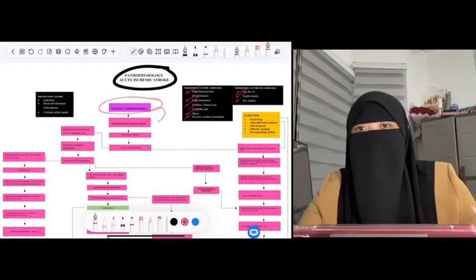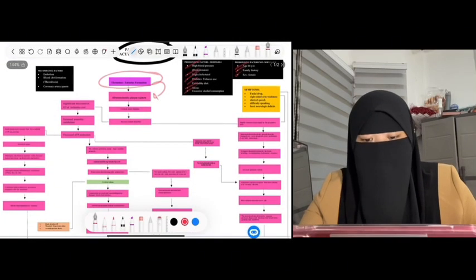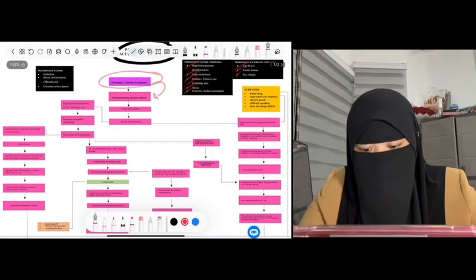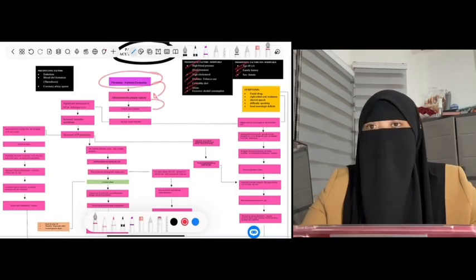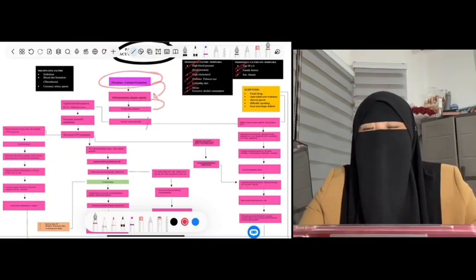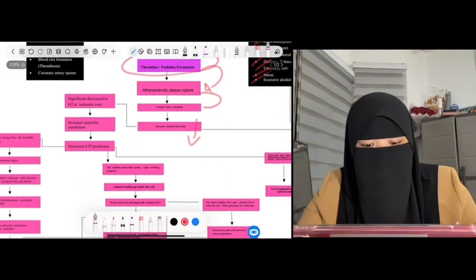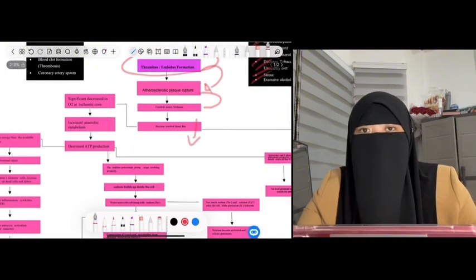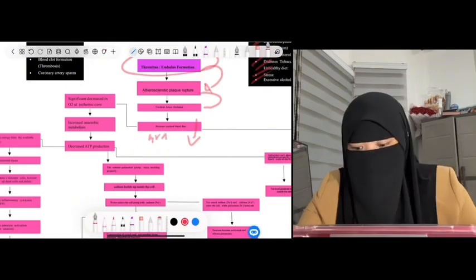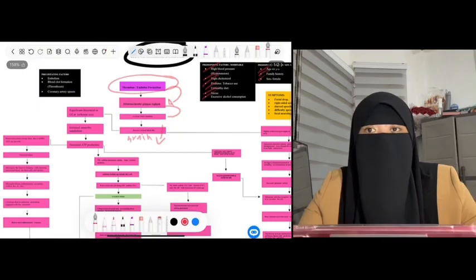Usually it is followed by the atherosclerotic plaque rupture. It leads to cerebral artery occlusion, and when there is artery occlusion, it results in decreased cerebral blood flow. This affects our brain, specifically the affected area of the brain.